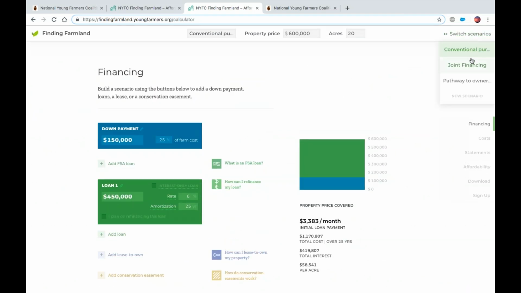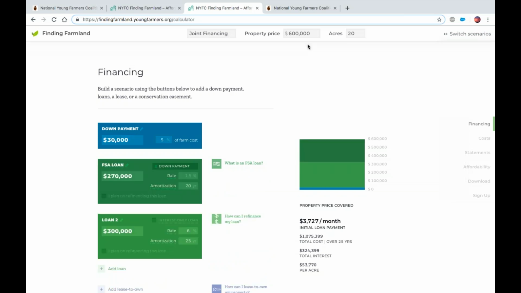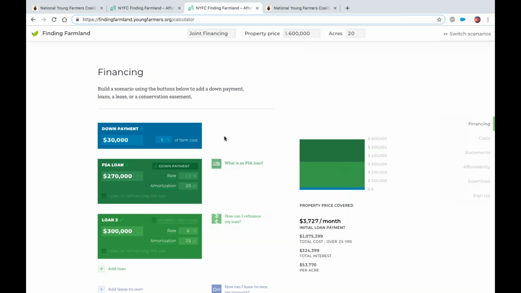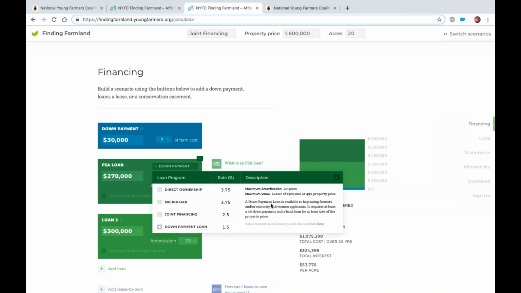So let's look at a different way of financing this, because maybe you're not in a situation where you own property now and you have this amount of money in equity, so you're not able to afford this down payment. So you look at a kind of joint financing, and Leah mentioned it, there is this FSA down payment loan. The down payment loan is specifically for beginning farmers and socially disadvantaged farmers, which include women farmers and racial minorities. And the way this works, and you can see the description here, it requires a 5% down payment, so much lower down payment from you, and a bank loan for 50% of the property price.